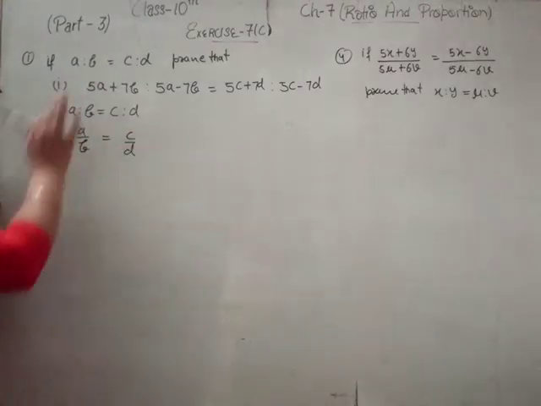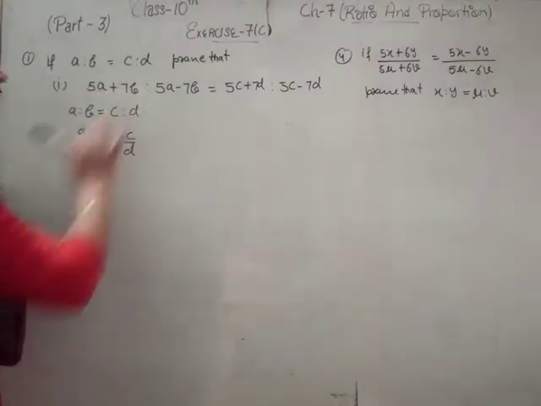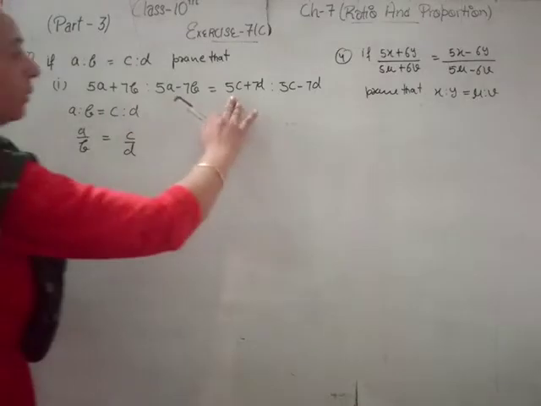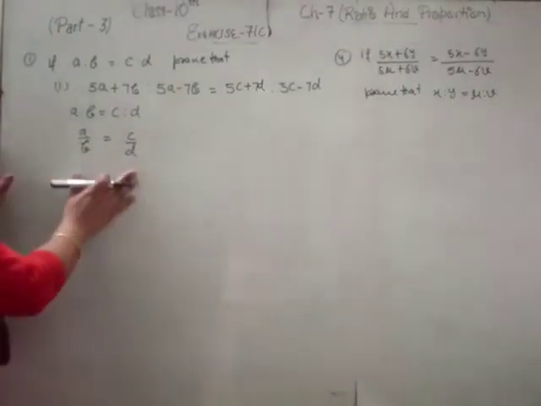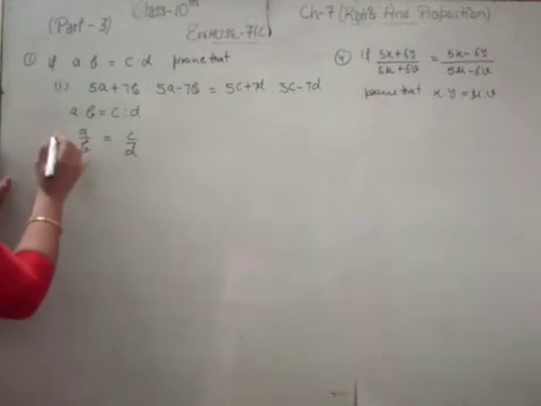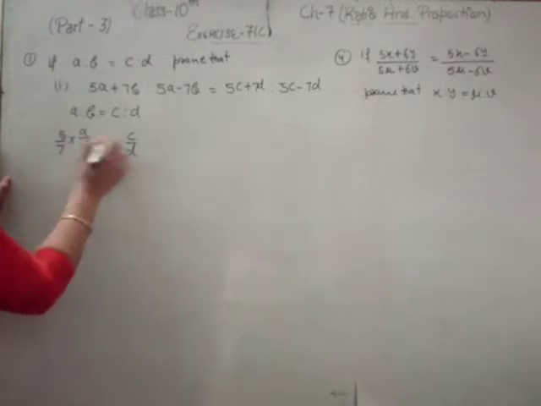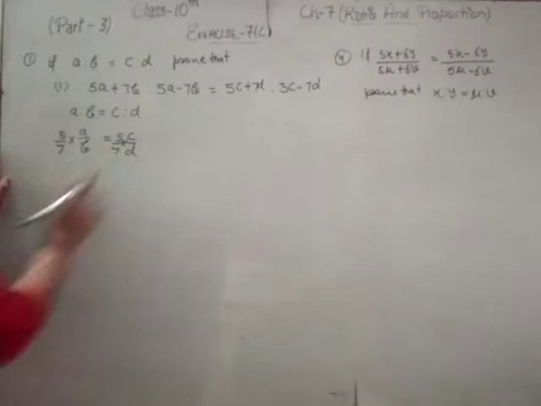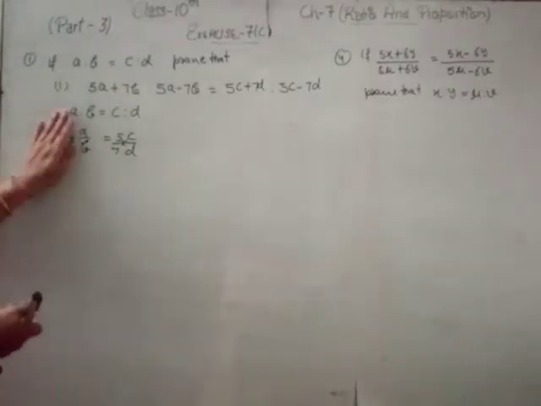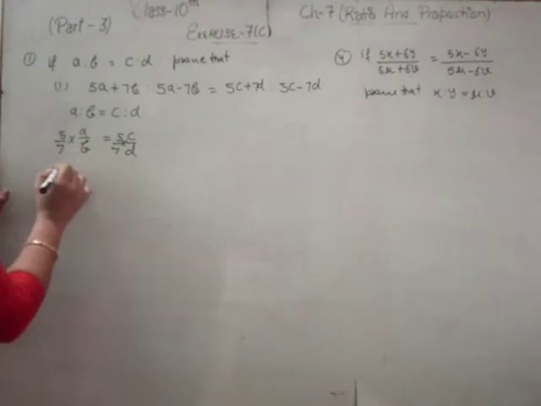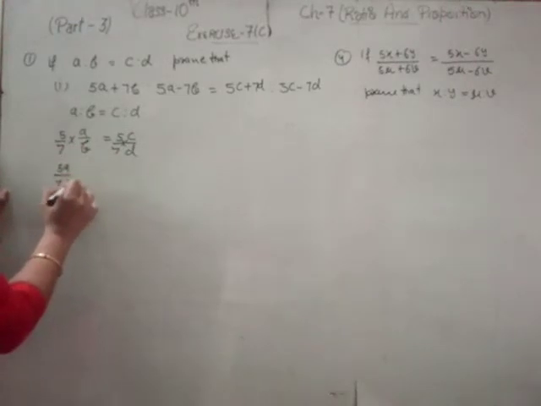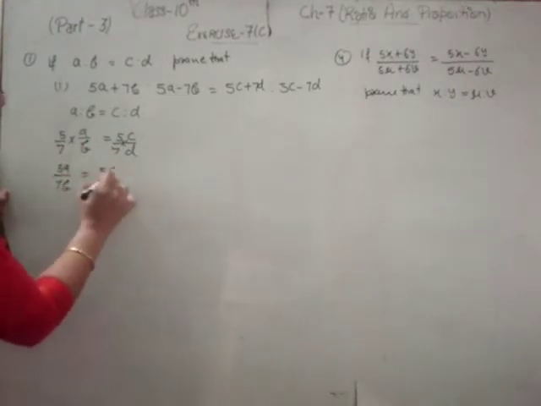Okay. Then 5 multiply with a, 7 multiply with b, same 5 multiply c and 7 multiply with d. Then we multiply both the sides by 5 by 7. Okay, then there is no change because 5 by 7 cancel out. Okay, then we write this 5a by 7b equal to 5c by 7d.